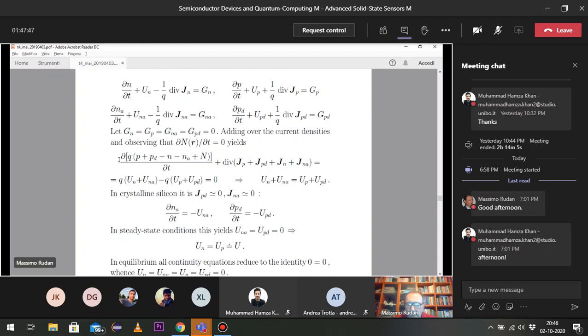So we have a general relation of this type with no simplification. This is fully general. Now we introduce a simplification by observing the nature of JPD and JNA. What is JPD and what is JNA? Let's go to the figure.